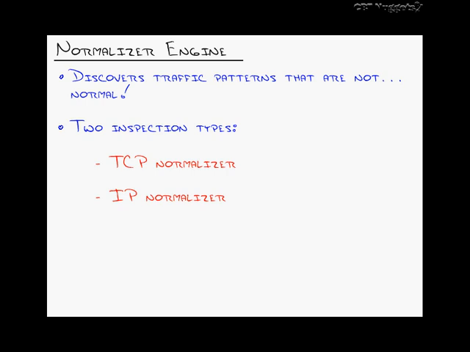It's the Normalizer engine. This engine discovers packets that are not normal, as the name implies. And I guess if I were to expand on that, I would say and makes them normal. The main thing that this focuses on, you can see there's 2 inspection types, 2 engines, the TCP normalizer and IP normalizer. If I were to focus on the main topic of the normalizer, it's fragmentation.